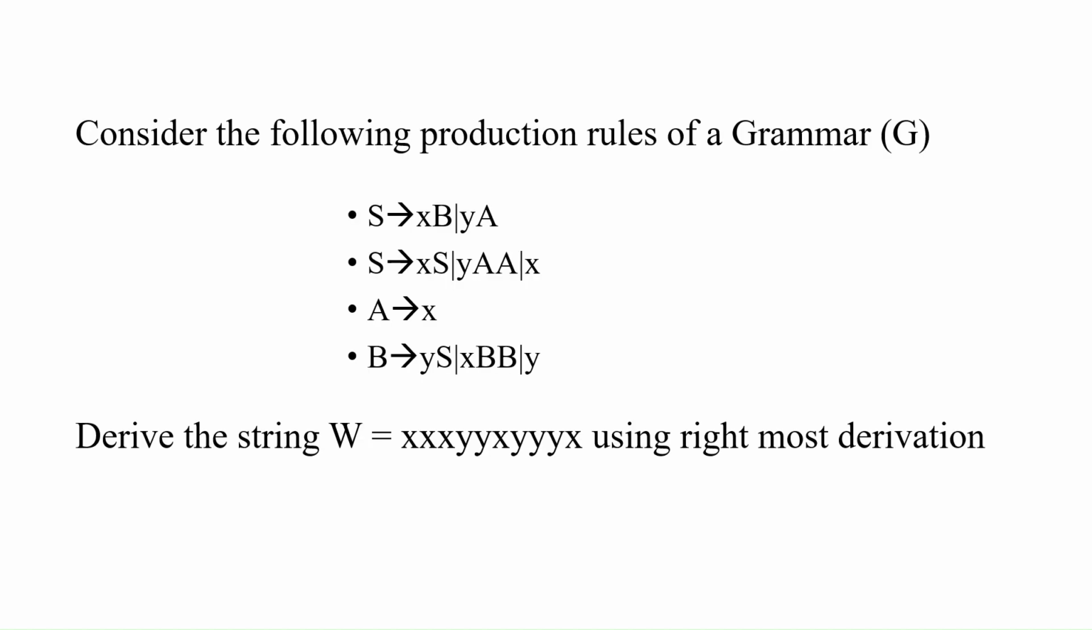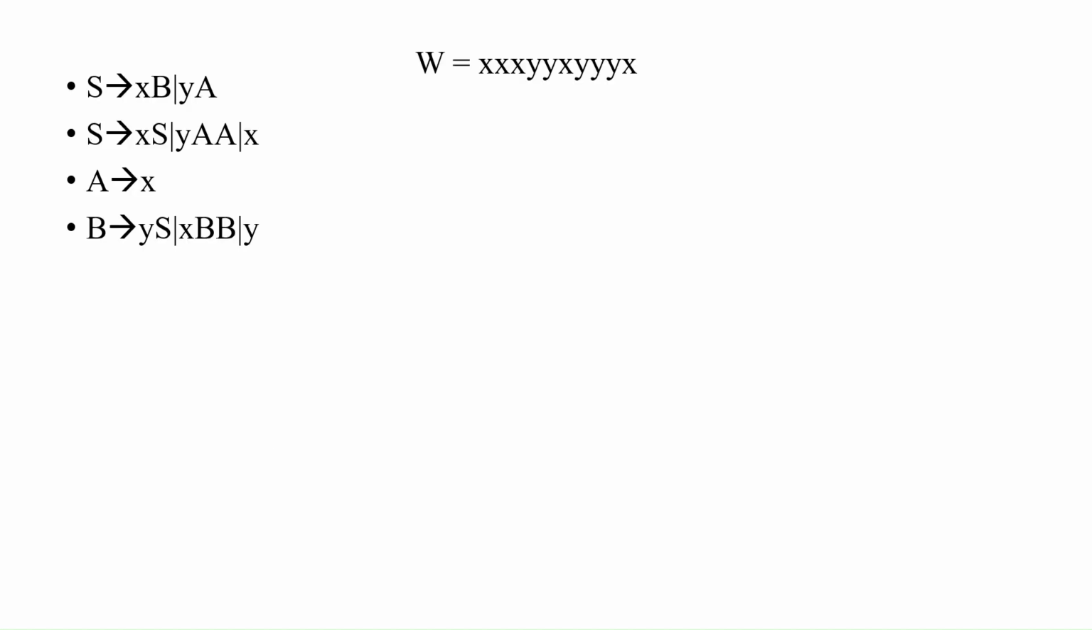Consider the following production rules of a grammar. He has given a set of four production rules, and he asked us to derive the string which is named W using the rightmost derivation. So these are the given production rules, and this is the string which you have to derive. From the given string, we have to identify the first character of the string, because the process of solving a rightmost derivation tree is from left to right.